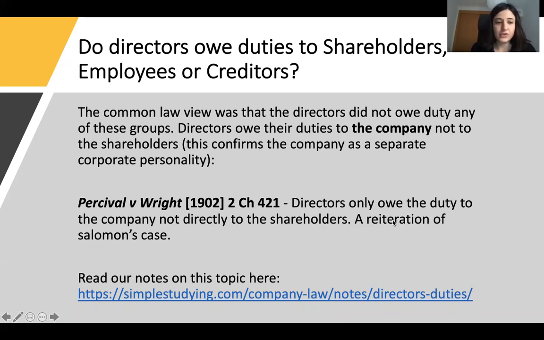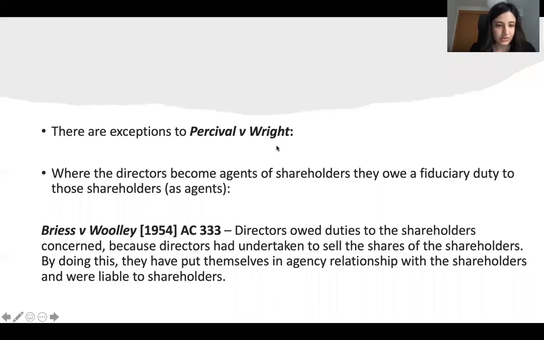However, there are exceptions, like in this case, Percival versus Wright. Directors only owe the duty to the company, not directly to the shareholders. Reiteration of Salmon's case. There are exceptions, like Priest versus Woolley. The director owed duties to the shareholders concerned because directors had undertaken to sell the shares of the shareholders. By doing this, they have put themselves in agency relationships with the shareholders and were liable to shareholders.